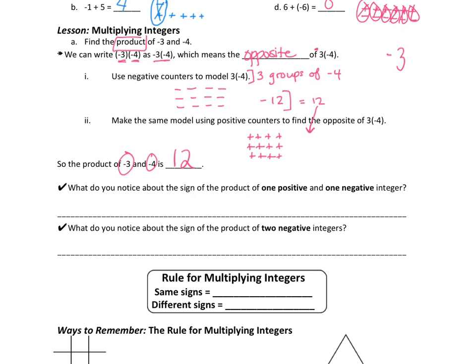Alright, so it says, what do you notice about the sign of the product of 1 positive and 1 negative? So this was right here. Try a different color. 1 positive, 3, and 1 -4. So we ended up with a negative product.